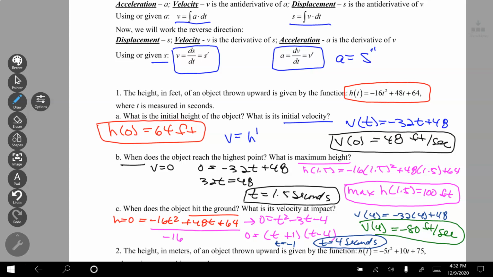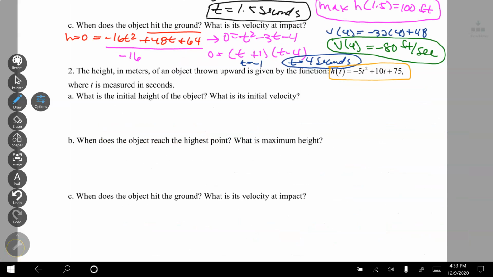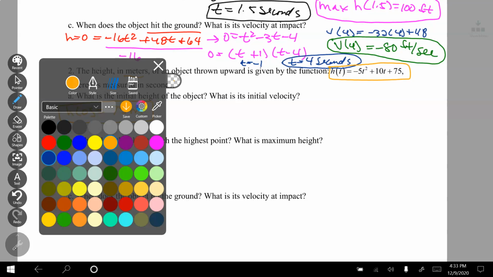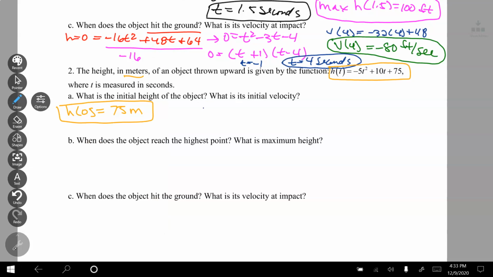So maybe a little bit easier than what we were doing before. We're not doing antiderivatives, we're doing derivatives. So I'm giving you the displacement, or the distance, or height equation. I'm finding velocity and acceleration from there. Very similar problem, except this one is in meters instead of feet. So my initial height is when time equals 0. I get 75 meters. What is my initial velocity? Well, I have to find the velocity equation by taking the derivative of this, and I get negative 10t plus 10. So my initial velocity is 10 meters per second.